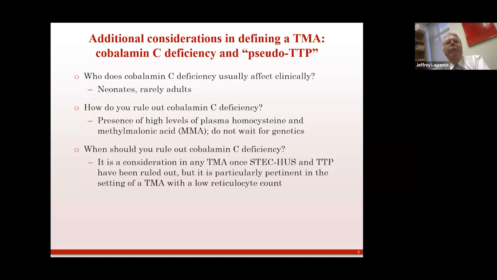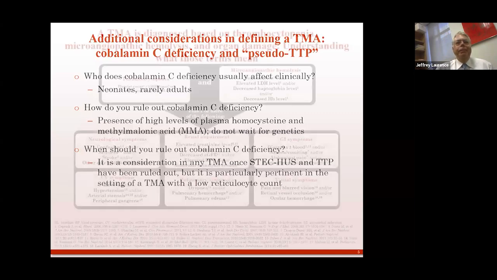You rule it out by measuring levels of plasma homocysteine and MMA. And when should you rule it out? Well, just about any time you're considering atypical HUS, you've ruled out Shiga-toxin HUS, you've ruled out TTP, and it's particularly pertinent if you have a case of a rip-roaring thrombotic microangiopathy, LDH in the thousands, haptoglobin of 0, and you've got a low reticulocyte count. One of the things you should consider is, could this be a cobalamin C deficiency?